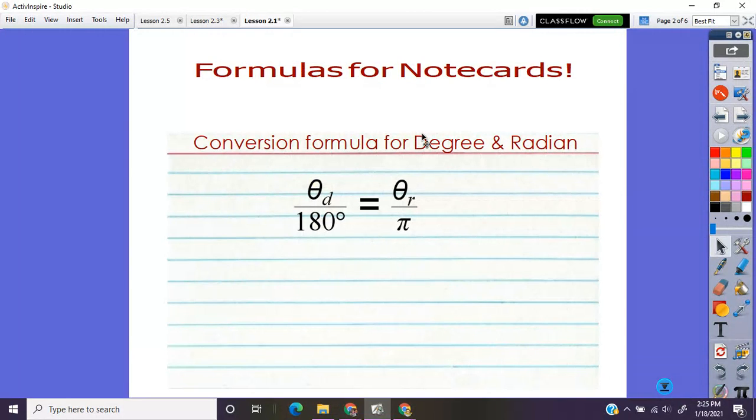So the first thing we need to know is what is that conversion formula? To be able to convert between degree and radian: degree is based on 360 degrees in a full circle. So if you spin a full circle, you've done 360 degrees. Radian is based on the circumference of a circle, and specifically, it's the circumference of a unit circle. That means a circle with a radius of 1.